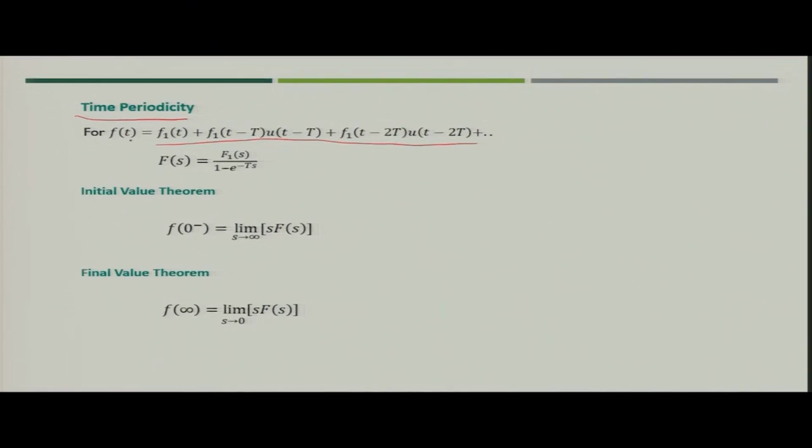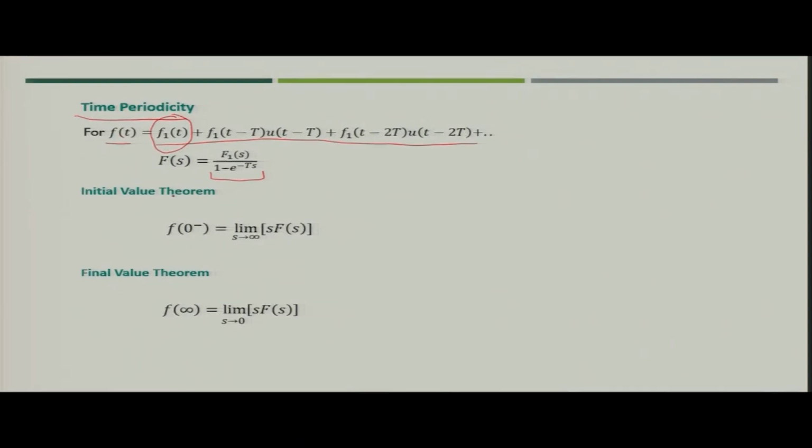Now, if you are asked to find out the Laplace transform of f t, you will say F s is nothing but F1 s upon 1 minus e to the power minus T s, where F1 s is the Laplace transform of first period of the function.